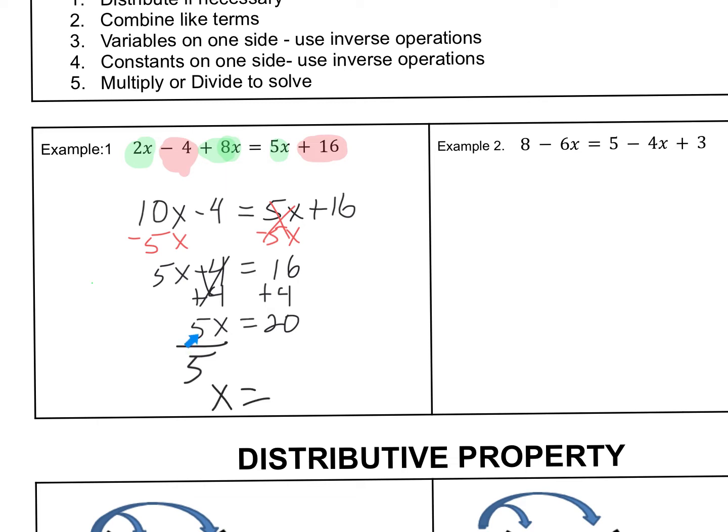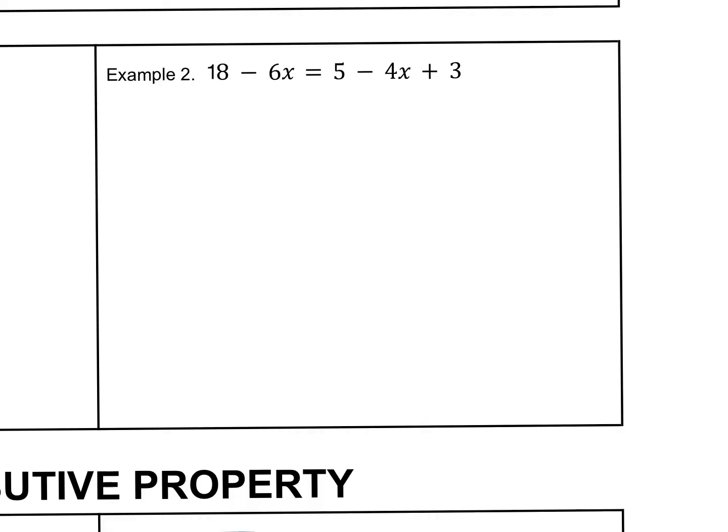But remember, if you're dividing the left side by 5, you use the same operation on the right side to keep it equivalent. And 20 divided by 5 is 4. And our answer is 4. All right, so let's take a look at this second example.